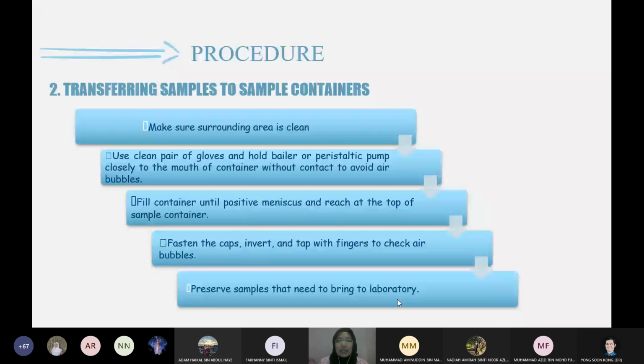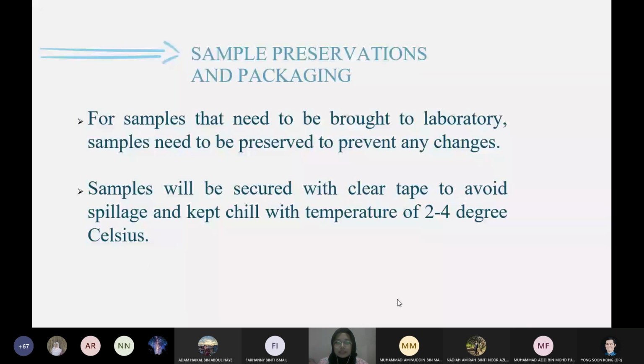Note that there will be 36 samples where there are 6 replication for each parameter so that we can gain representable data. So for samples to laboratory, samples need to be preserved to prevent any changes. Samples will be secured with clear tape to avoid spillage and kept chill with temperature of 2 to 4 degrees Celsius. Next slide.